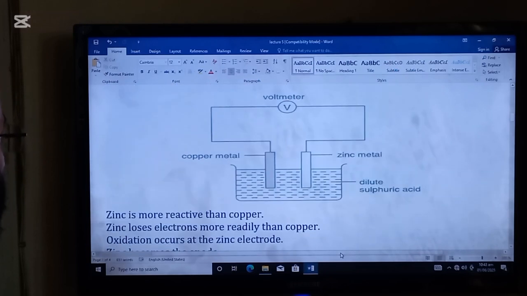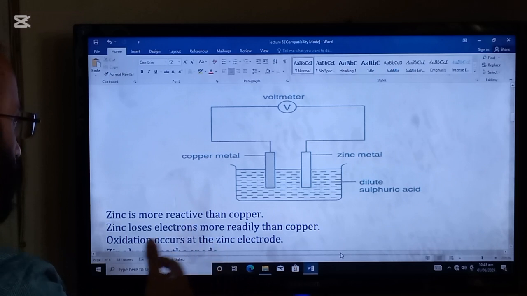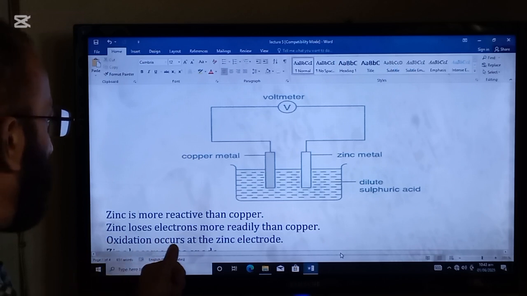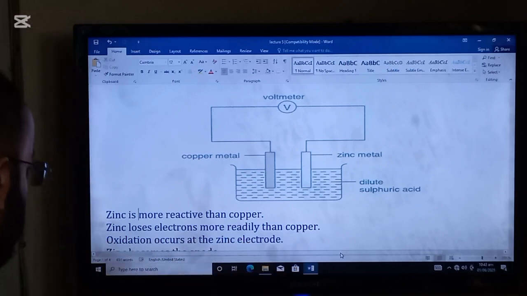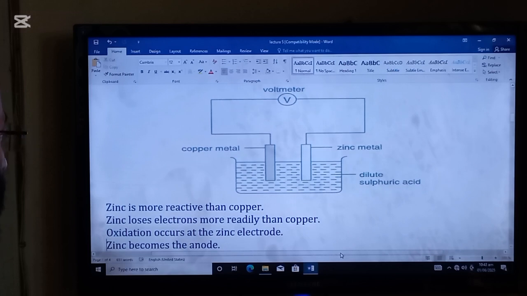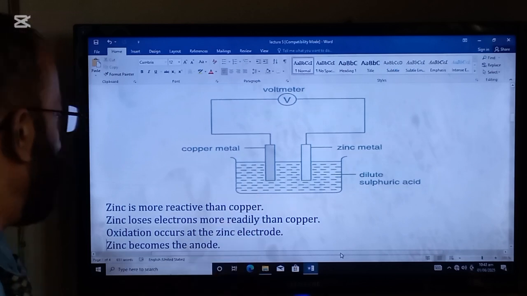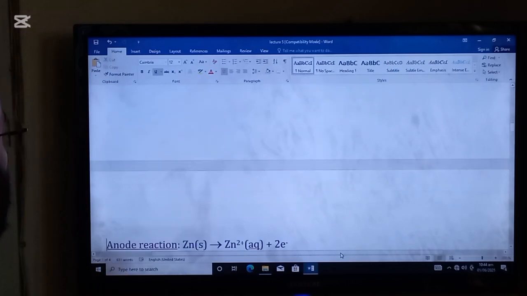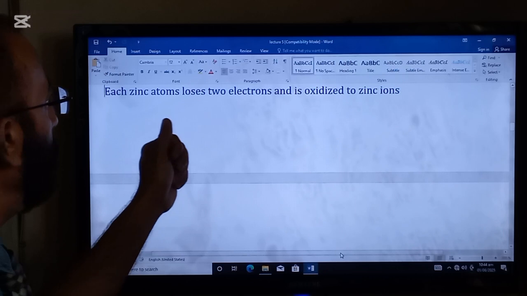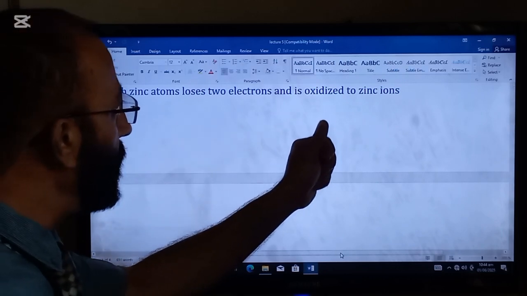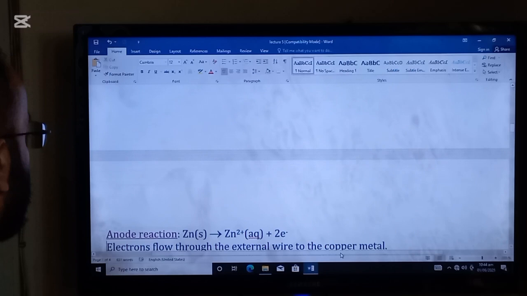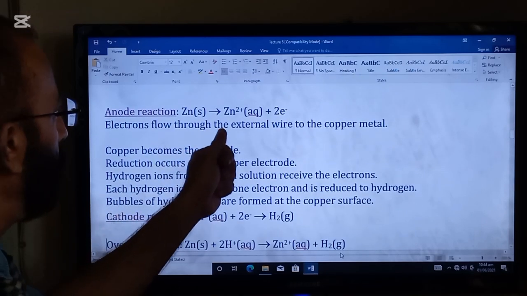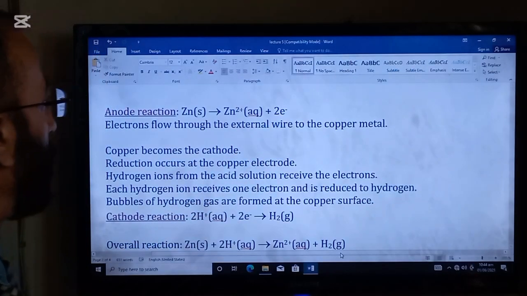Zinc is more reactive than copper. So zinc loses electrons more readily than copper. Oxidation occurs at the zinc electrode and zinc becomes the anode. Each zinc atom loses 2 electrons and is oxidized to zinc ions. Anode reaction will be Zn forms Zn2+ plus 2 electrons will be discharged.